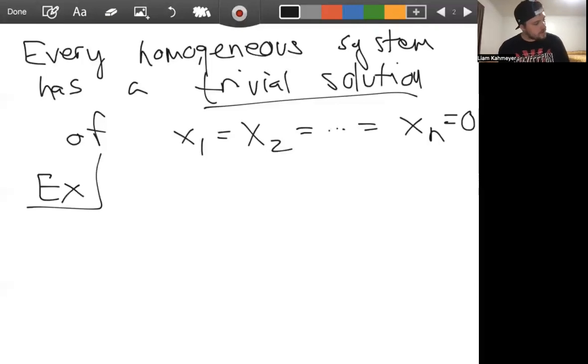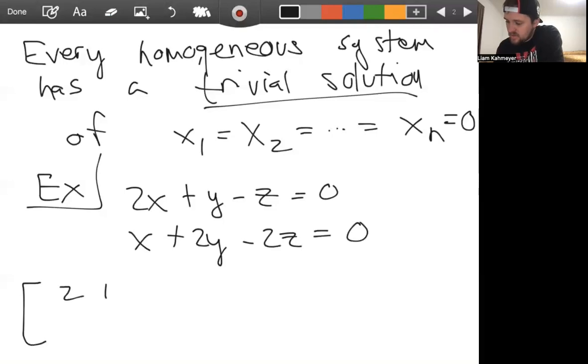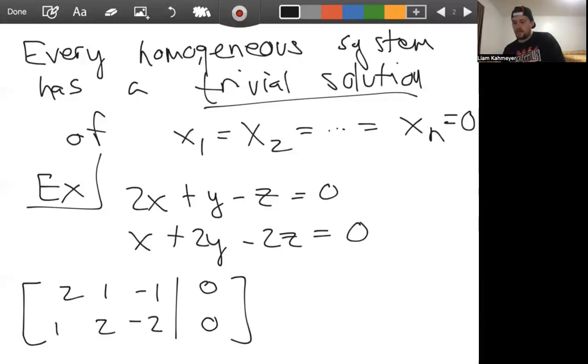Let's look at a relatively small system of equations here. So we have 2x plus y minus z equals 0. And then we have x plus 2y minus 2z equals 0. This is a homogeneous system because all equations are equal to 0. And we can set up the augmented matrix representing this system by 2, 1, negative 1, 0, and then 1, 2, negative 2, 0, right?